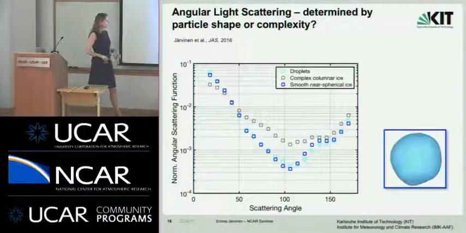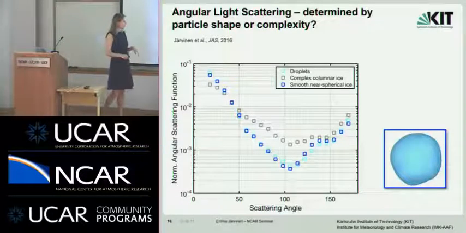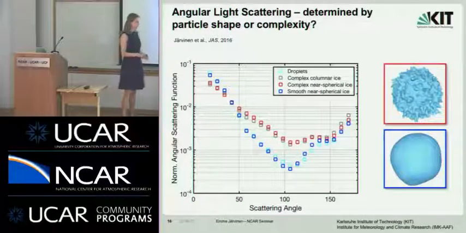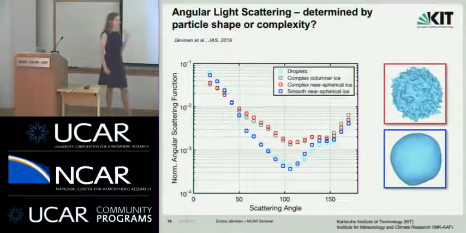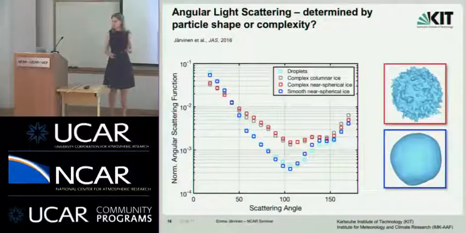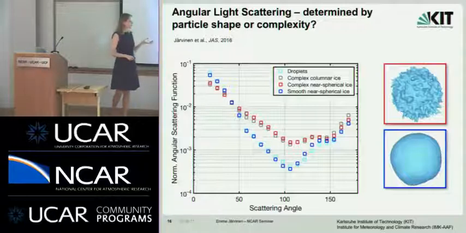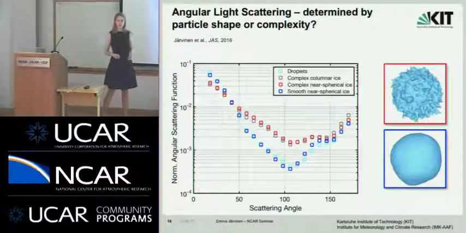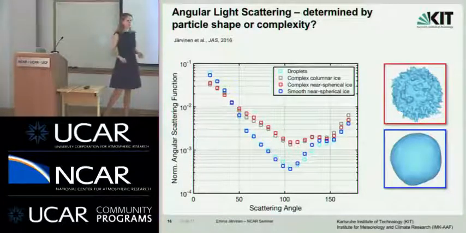And if we now study the angular light scattering properties of these smooth ice spheres, they indeed are optically spherical, having almost the same scattering response as a droplet. But if we look at the angular light scattering properties of these complex spherical ice particles, we have almost exactly the same angular light scattering function as in the case of columnar particles. So the question is really, if we have enough complexity within the ice crystals, it seems that the shape of the ice particles doesn't matter anymore, but we always have the same angular light scattering properties.